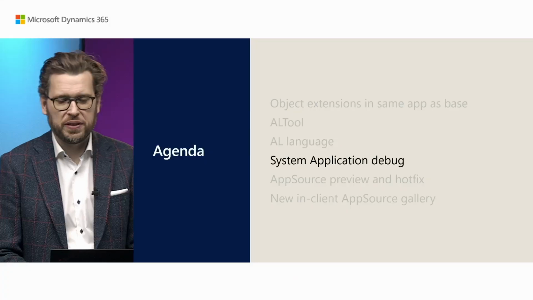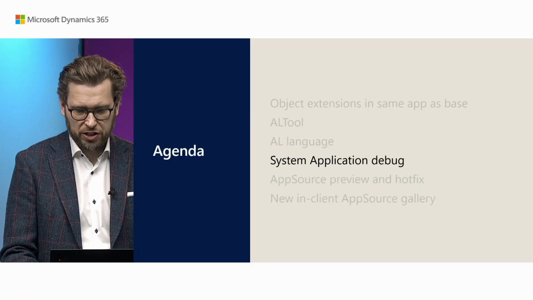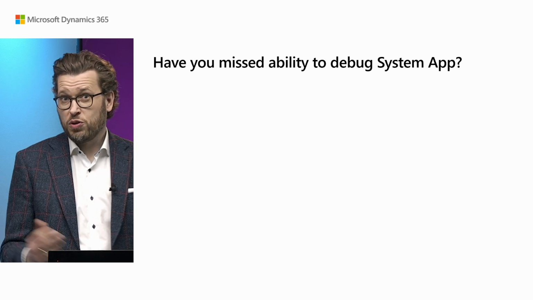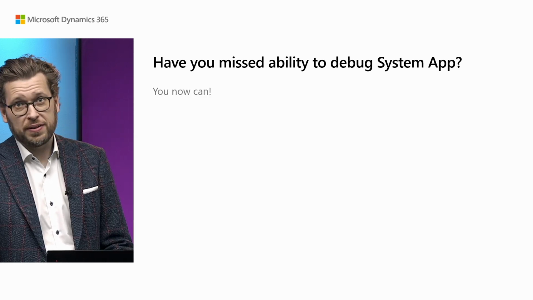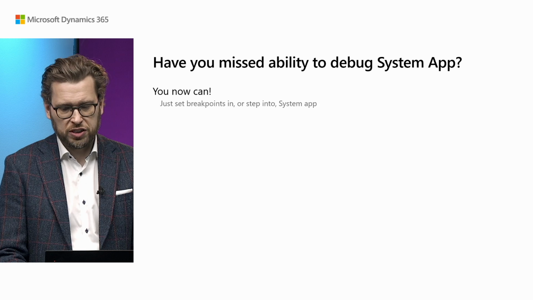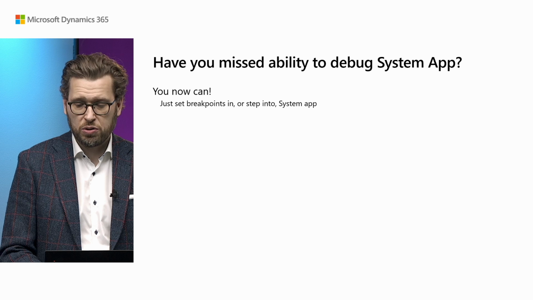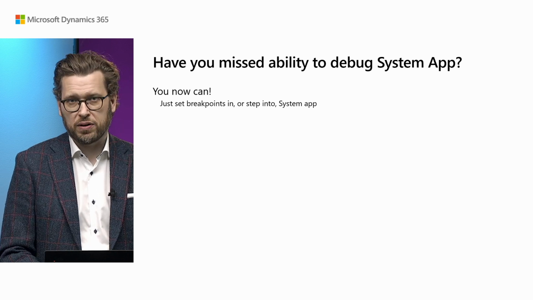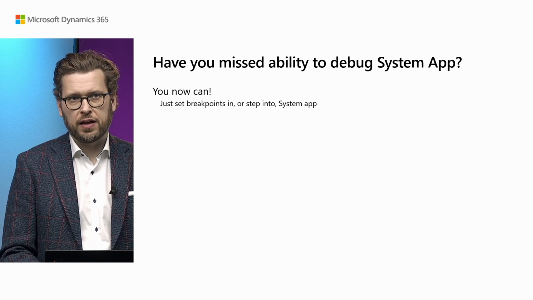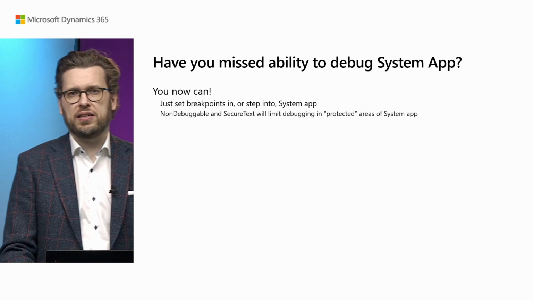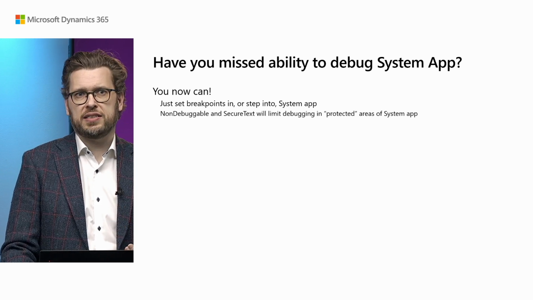Yes, thank you, Stefan. Another feature that partners have been asking for a long time has been the ability to debug the system application. And have you also missed that? Well, now you finally can. So just set breakpoints in code and in the system application code, or step into it and debug the system application. Note though that we are still respecting the non-debuggable and the secure text that will limit debugging in protected areas of the system application.